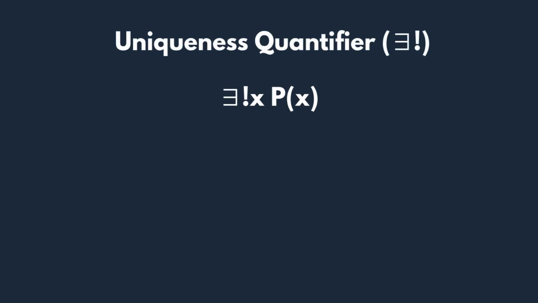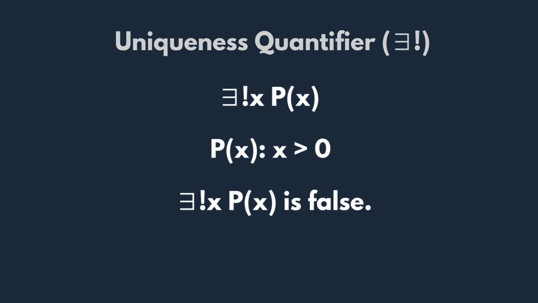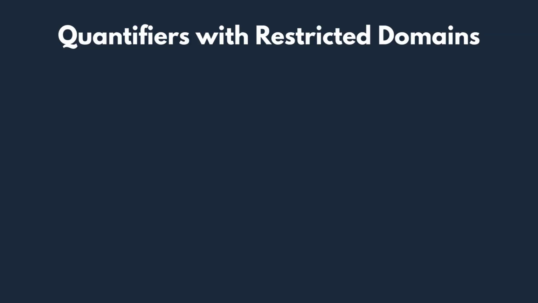This means there exists exactly one x such that P(x) is true. Let's say x plus 1 equals 0. Only x equals minus 1 satisfies this, so it is true. But if we say P(x) is x greater than 0, there are many solutions, so this is false. Furthermore, often we restrict the domain inside the statement.